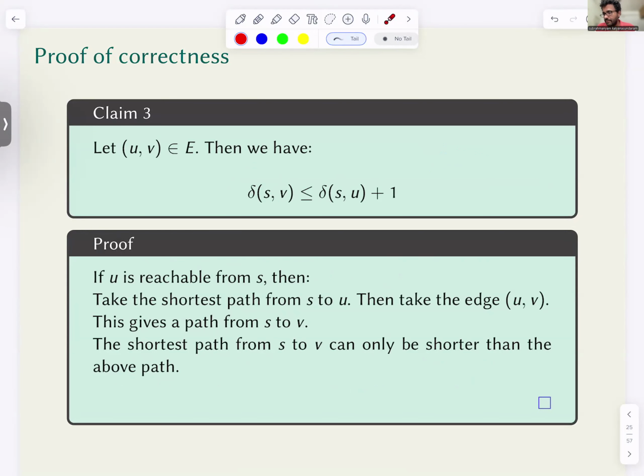Suppose uv is an edge, then delta sv is at most delta su plus 1. Meaning if uv is an edge, then the shortest path length from s to v is at most 1 more than the shortest path length from s to u. Why is this true? This is not that difficult to see.